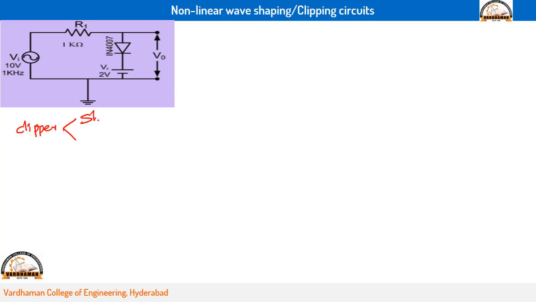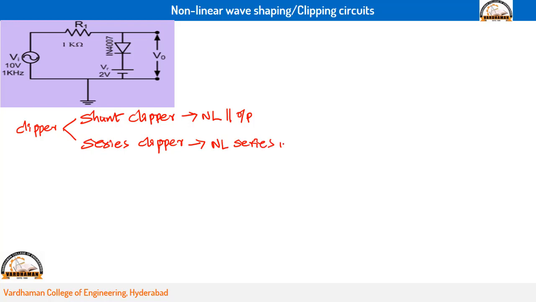One is the shunt clipper and the second one is the series clipper. In a shunt clipper, the nonlinear element responsible for the clipping operation should be in parallel with the output. And in case of a series clipper, the nonlinear element should be in series with the output. That is the difference between a shunt clipper and a series clipper.